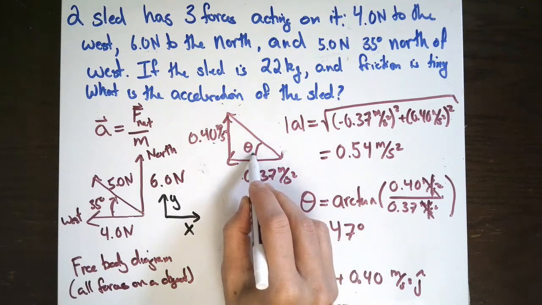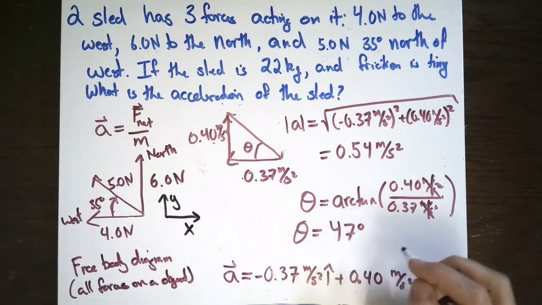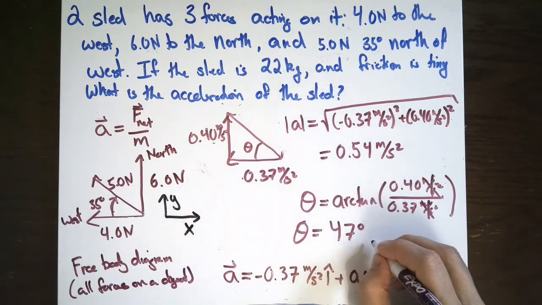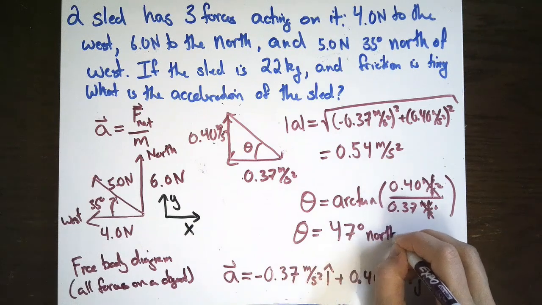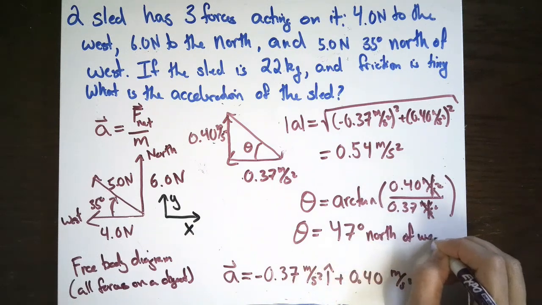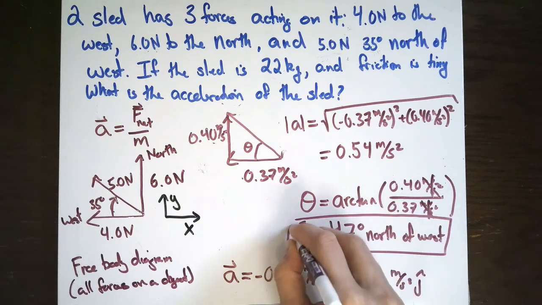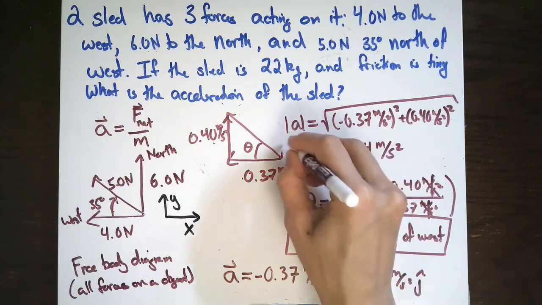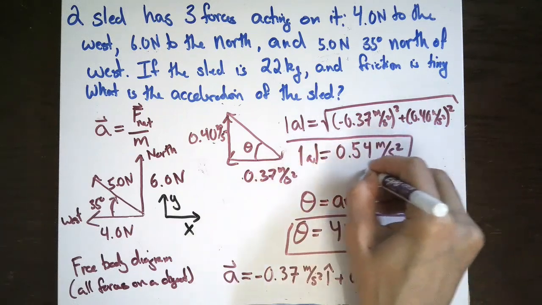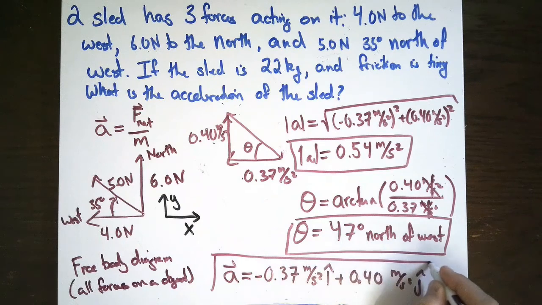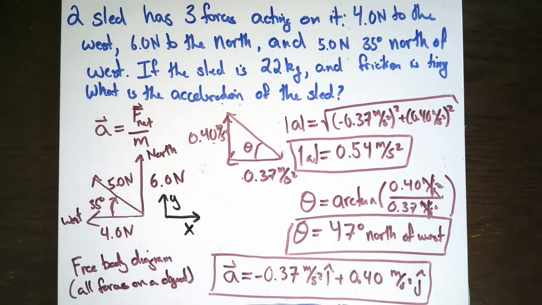And we need to, I guess, say where we're measuring this from. So this is 47 degrees. We're measuring it from west to east, so I guess this is 47 degrees, sorry, from west to north, so 47 degrees north of west. So that's our angle. Should we want to have it in angle and magnitude form, or here it is in components, if we happen to want it in component form. So that is a quick take through of how you use Newton's second law in a problem.